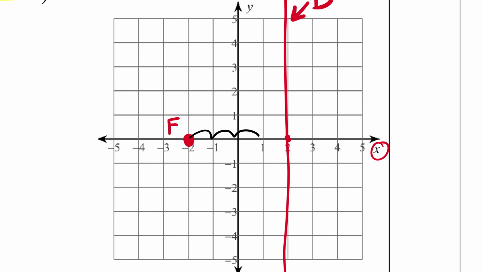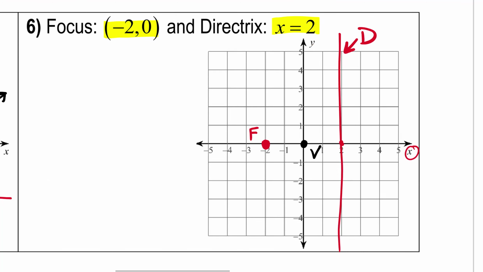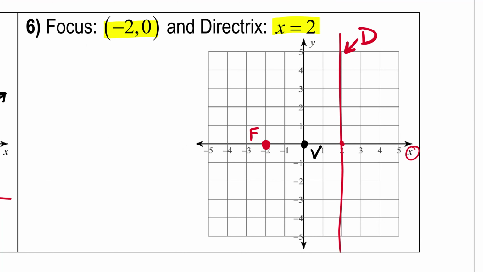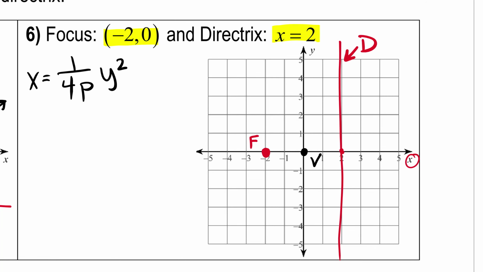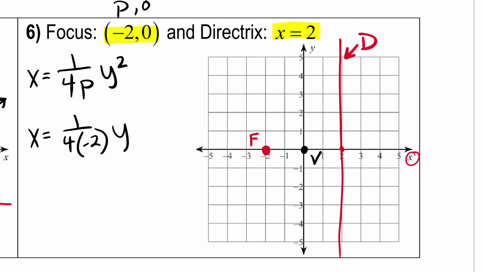So I go 1, 2, 3, 4. Okay, so 2. So 1, 2. Again, if you want to label it, there's the vertex. I know I'm going to open to the left, away from the directrix, because I can't cross that line. And my focus will then be in the middle of my U. Now I'm going to do the same thing that we just did. So I'm doing x equals 1 over 4p y squared. And since p is -2, I have x equals 1 over 4 times -2, y squared, and that's -8.